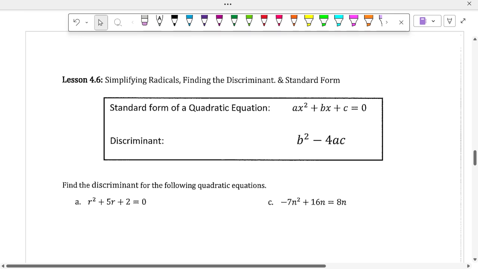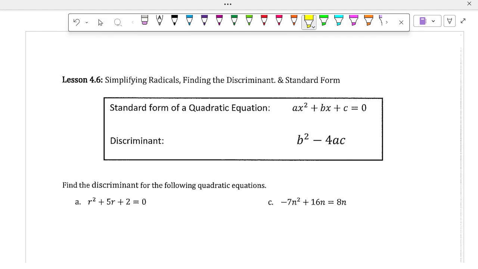Now, part of lesson 4.6 is the whole simplifying radicals. However, we already did a bunch of that already. The new part that we do need to know is the discriminant. Now, remember, your standard form of a quadratic is ax squared plus bx plus c. Now, the discriminant is really, really easy to find.